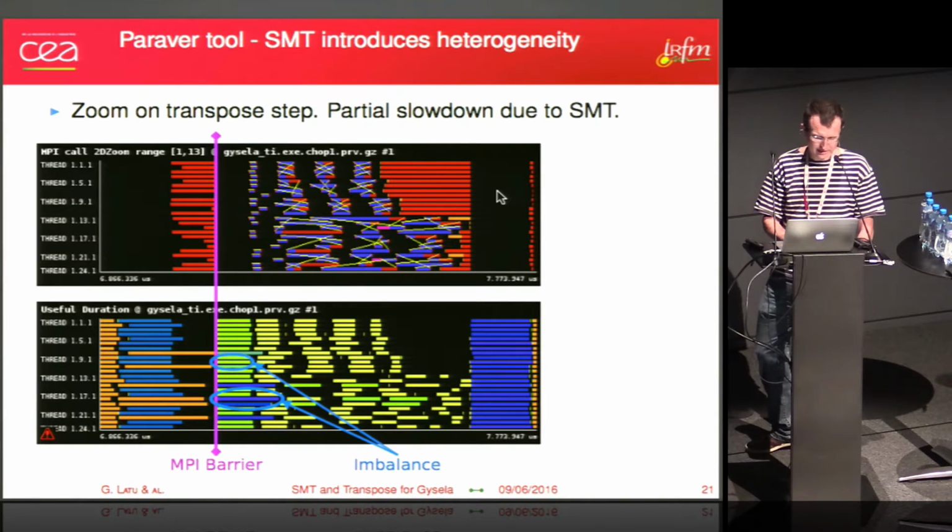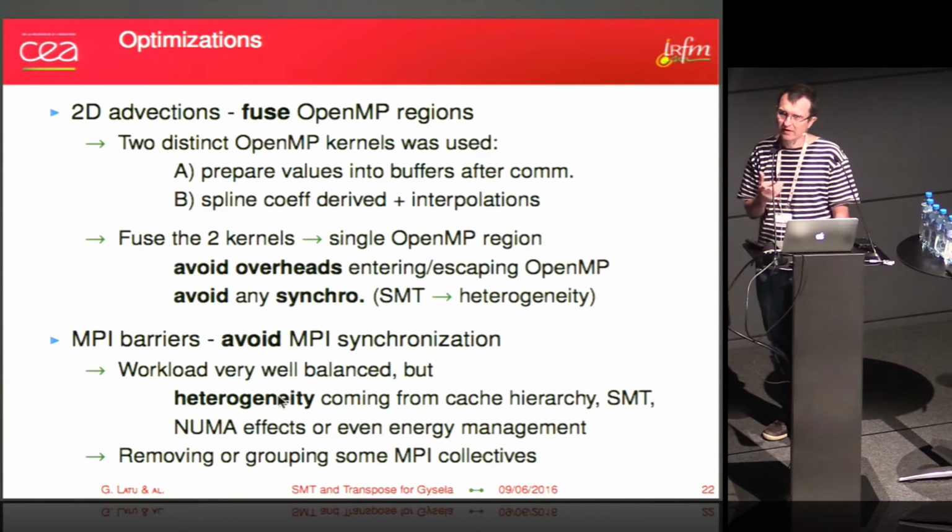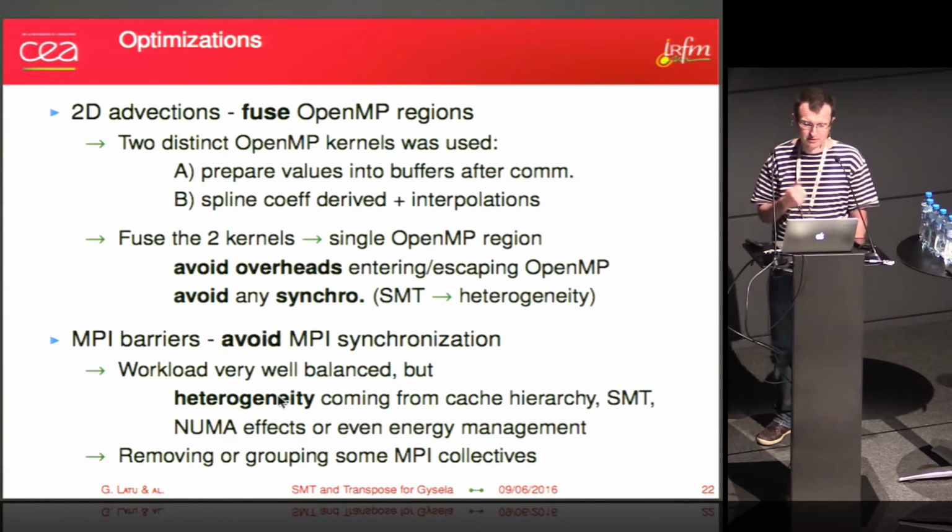Here you can look at very fine grain with Paraver. So here for the transpose operation, you have an MPI barrier. And just next to the MPI barrier, you have here this operation that takes much time on some threads, and which is not exactly the same time as other threads, and it is unexpected because the work is exactly the same. So we have to adapt to some kind of heterogeneity coming from the hardware and not from the software.